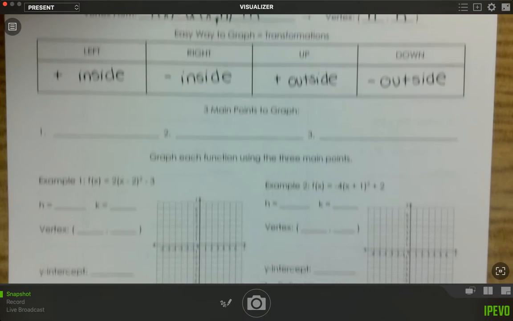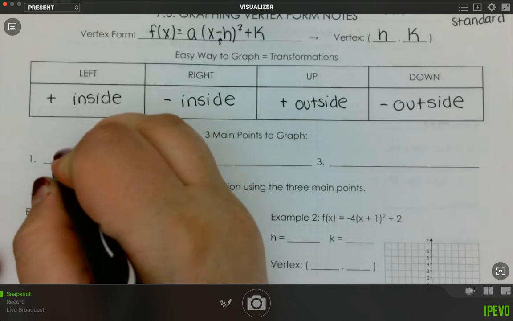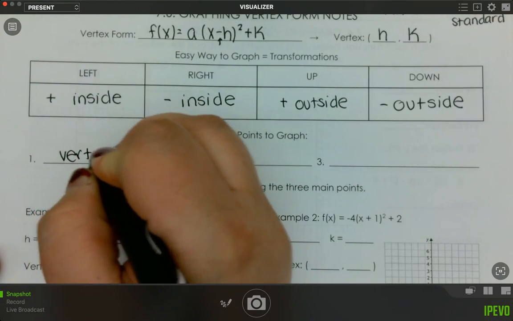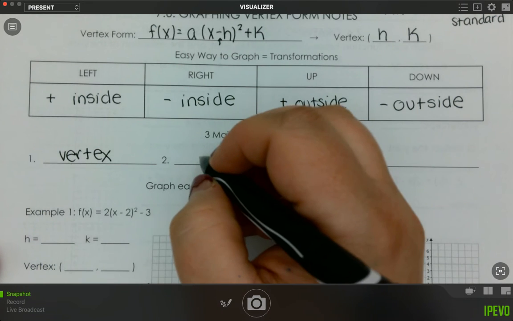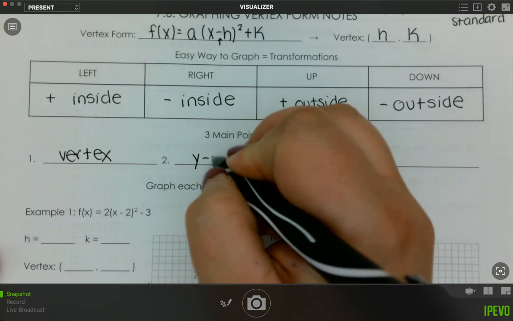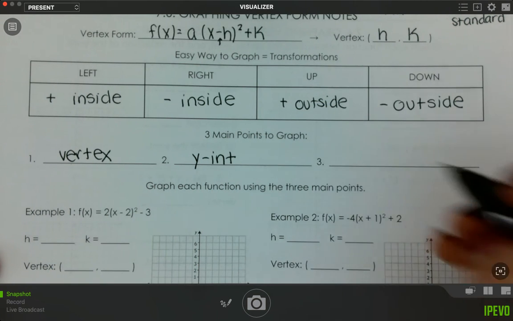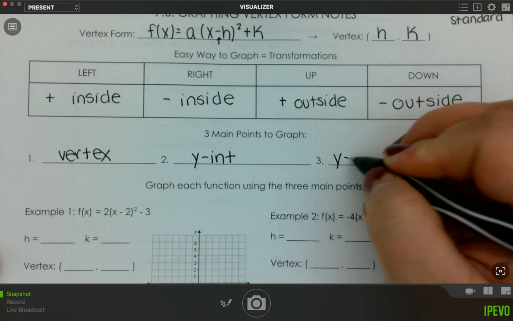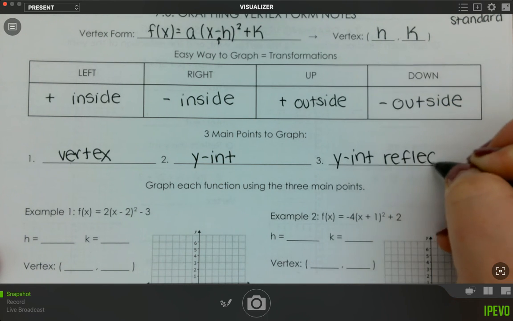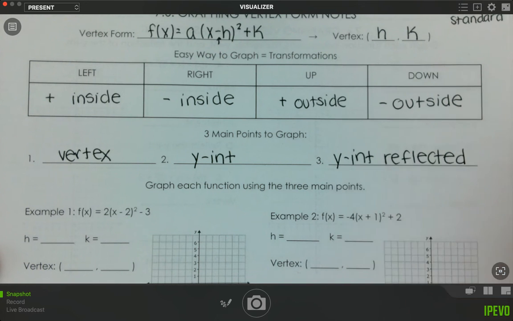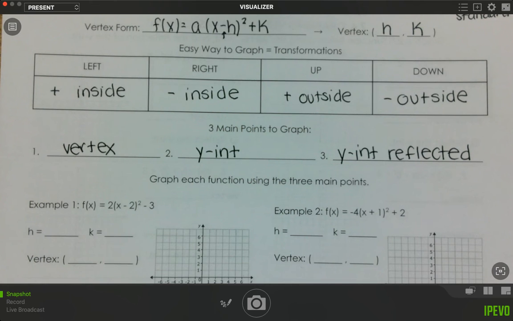So let's talk about the three main points of the graph. The first one is the vertex. It is the middle point of your parabola, and you cannot graph a parabola without it. The second main point is the y-intercept. And then the third main point that we are going to graph today is the y-intercept reflected. Let's jump into our first examples.